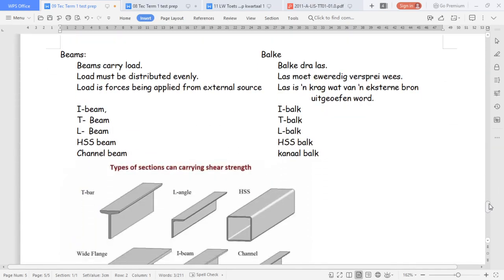Okay, now let's look at beams, balke. So what is a beam? A beam is something that carries a load. So dit dra 'n las.